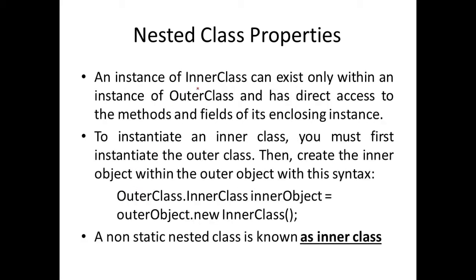So an instance of an inner class or a nested class can exist only with an instance of an outer class. This is a very important thing that you have to keep in mind. We also saw through a demonstration how to create an object of a nested class. So a non-static nested class is known as an inner class.